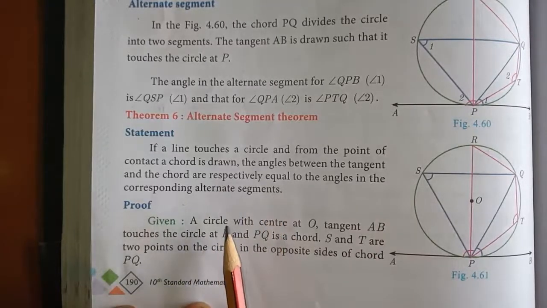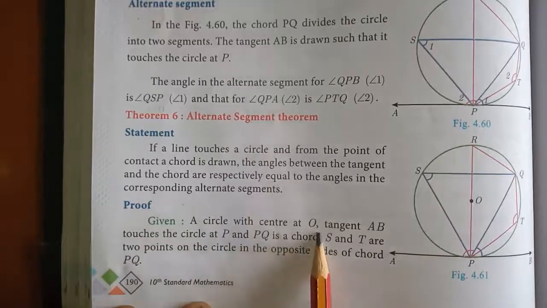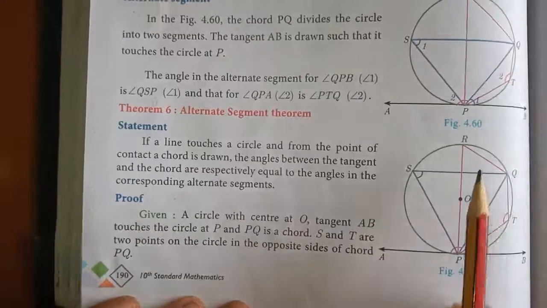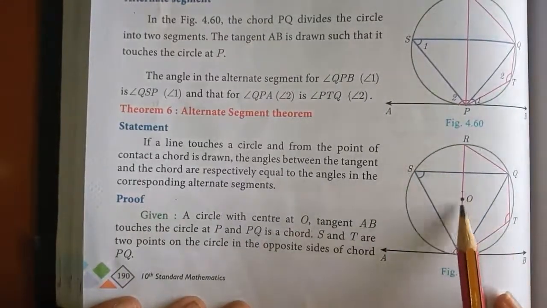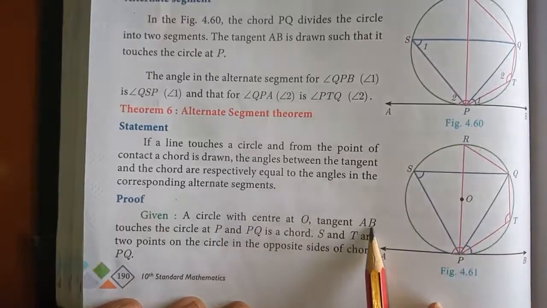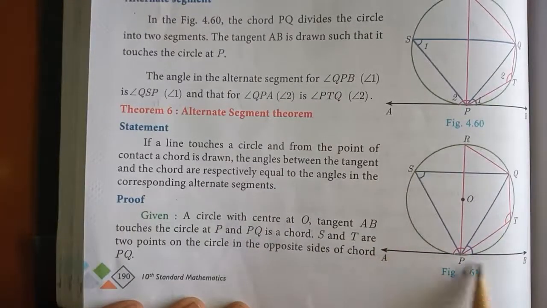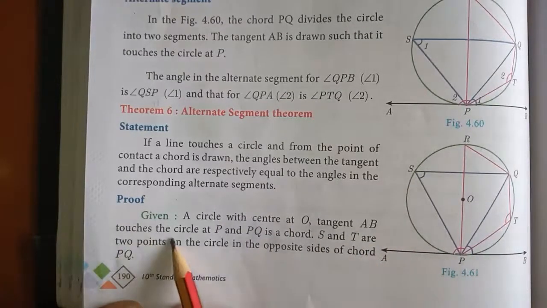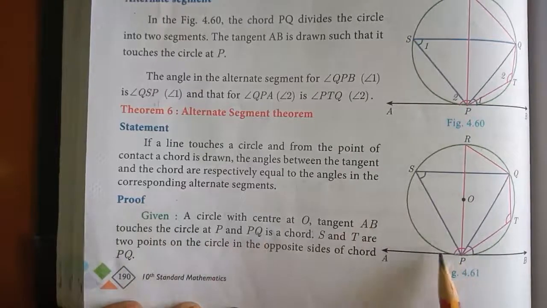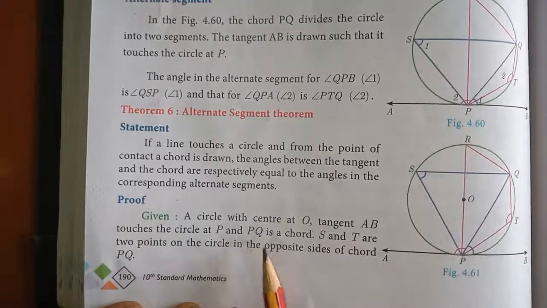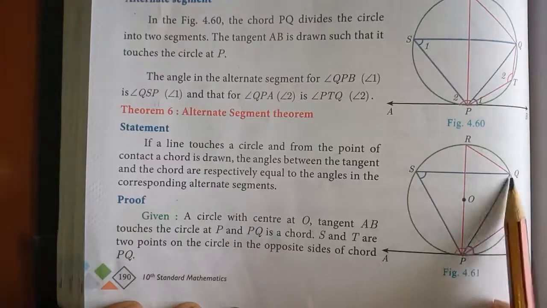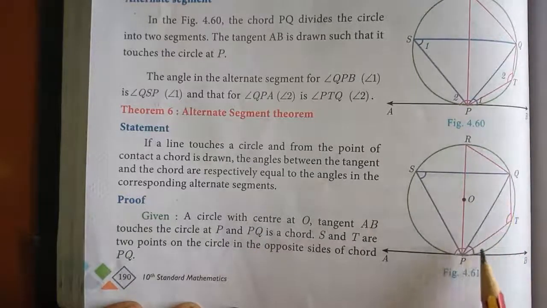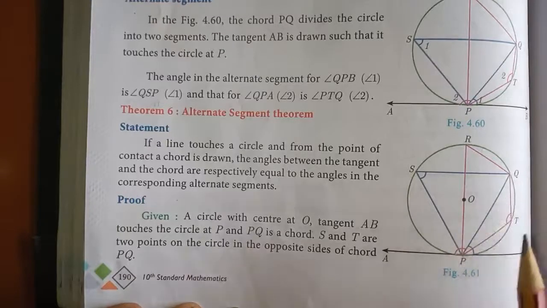Proof: given a circle with center O. So imagine step by step a circle with center O and a tangent AB. Here we can see a tangent AB. It touches the circle at P. And PQ is the chord. You can see the blue color line PQ is the chord of the circle.